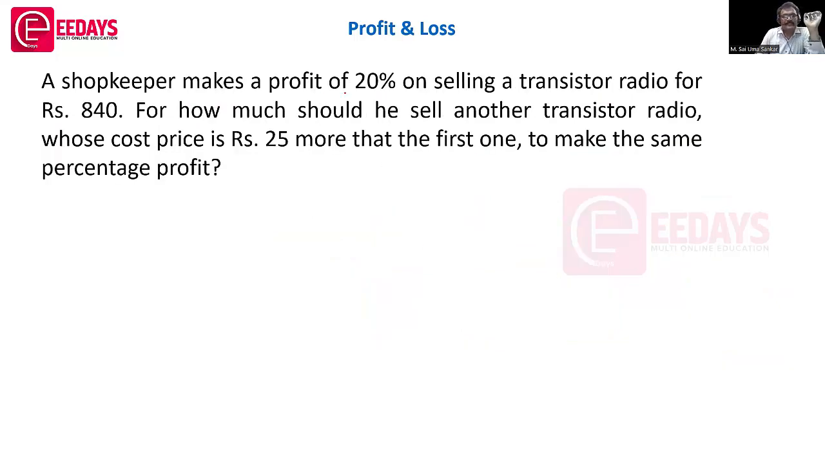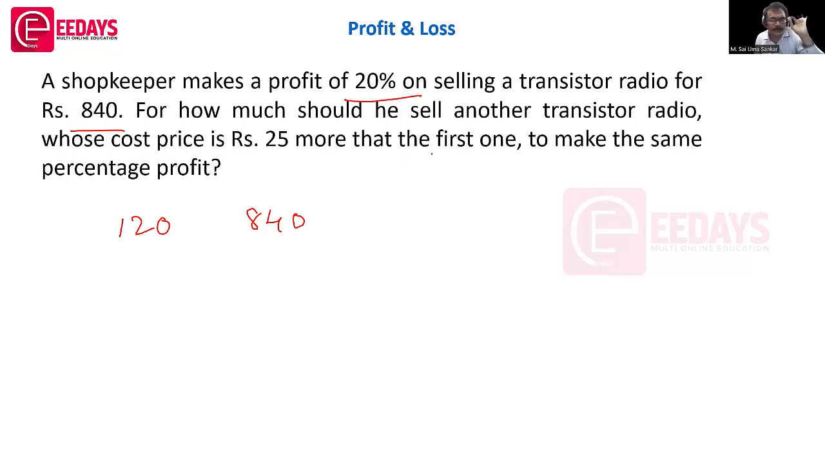A shopkeeper makes a profit of 20% by selling a transistor radio for 840 rupees. Profit 20% అనగా మనం ఏంటి గుర్తు రావాలి, దట్ ఈస్ ఈక్వల్ టు 120, దట్ ఈస్ ఈక్వల్ టు 840. అంతే కదా. లాస్ అంటే 100 మైనస్, ప్రాఫిట్ అంటే 100 ప్లస్, అది మాత్రం గుర్తుంచుకోండి. ఎవ్రీ టైం కాస్ట్ ప్రైస్ ఈక్వల్ టు 100, అదేం రాయాల్సిన అవసరం లేదు. Next, for how much should he sell another transistor radio whose cost is 25 rupees more than the first one to make the same profit percentage?